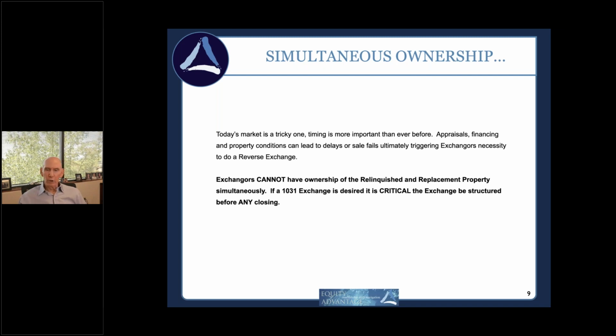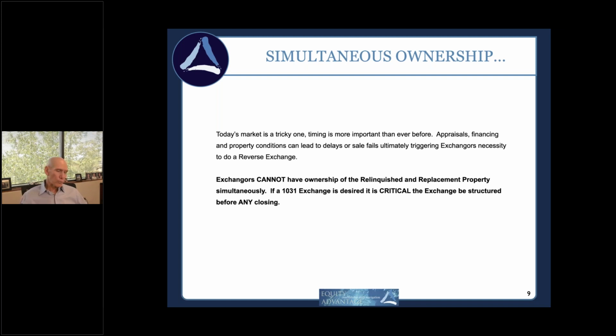So simultaneous ownership, I'm going to stress this. We've had a number of transactions that have happened already this year with the complications in financing, and somebody has said, well, just go ahead and buy it today. And then when you sell in the future, at that point, you can do a reverse exchange. You can't do that. All right, that's one of the big fallacies. So you cannot own the new property and the old property simultaneously in an exchange.